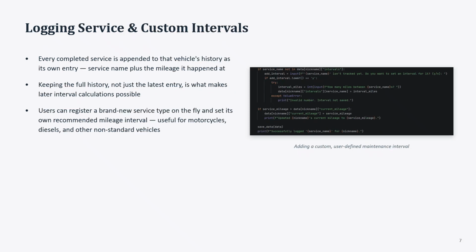Next, I'll talk a little bit about logging service intervals as well as custom intervals in this program, which is actually one of my favorite parts about the program, this flexibility. So obviously, logging service intervals to start with is generally the purpose of the program as a whole. Every completed service is appended to the vehicle's history, so you can see not only the last time that the vehicle was serviced for an oil change, but the entire history of that vehicle's oil changes, allowing you to see the intervals, whether they were late or not.